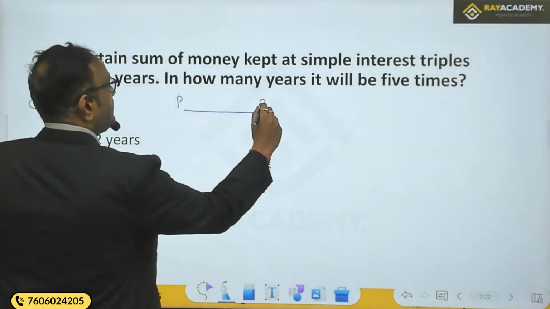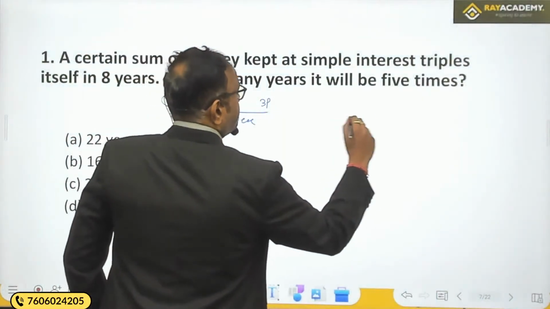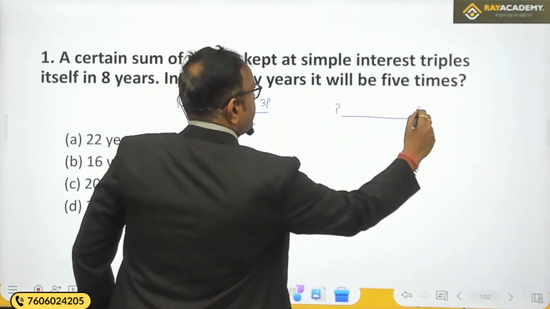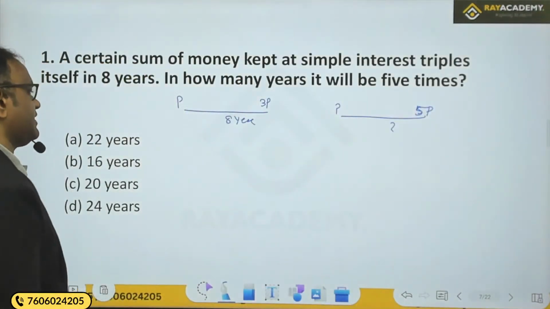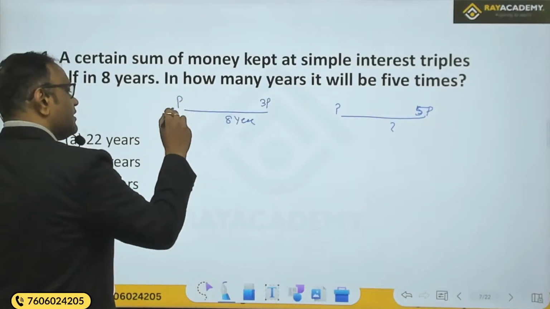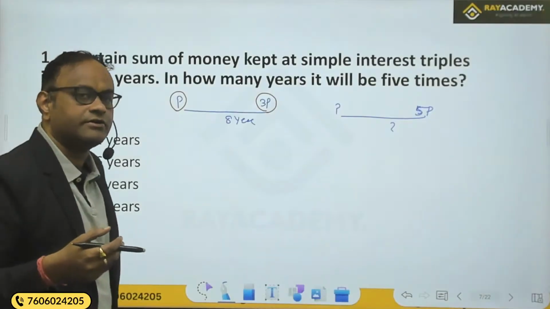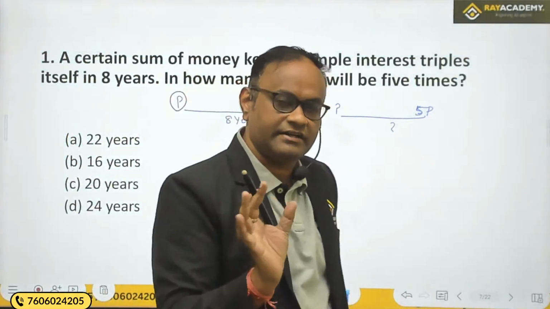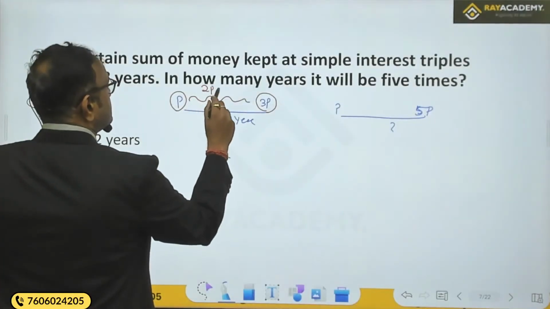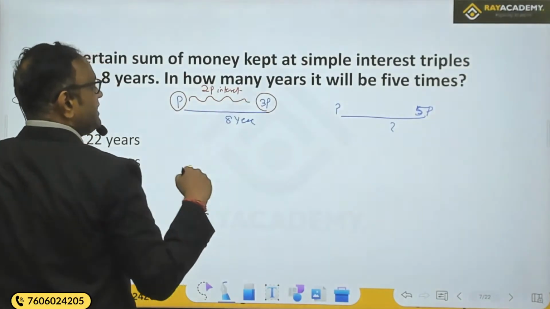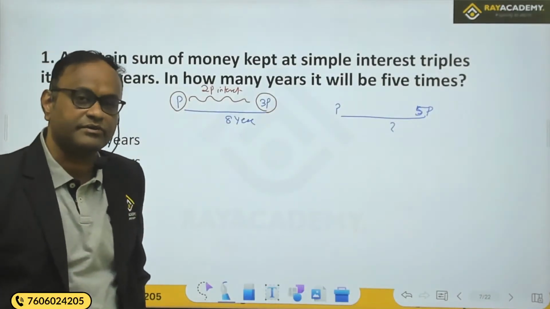Principal was P, it becomes 3P in 8 years. Principal was P, it will become 5P in how many years? This is the question again. 8 years is the time for P to become 3P, and 3P is the total amount. So 2P is the amount that increased, that is the interest generated. So in 8 years, 2P interest is generated. Whatever the rate of interest is, you need not find it.